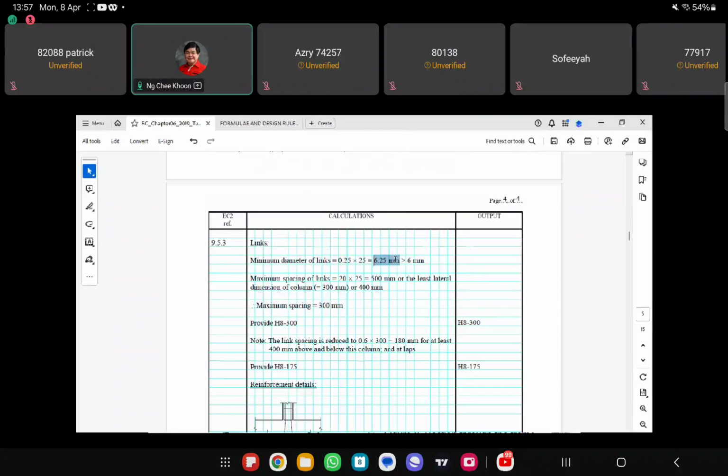So from here, your bar diameter cannot be smaller than 6.25 mm. So the next larger bar will be 8 mm. So we use H8 and then a spacing of 300.